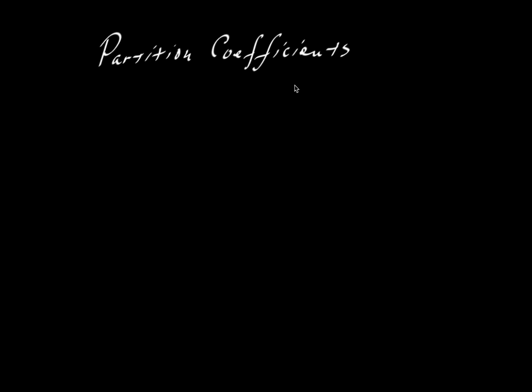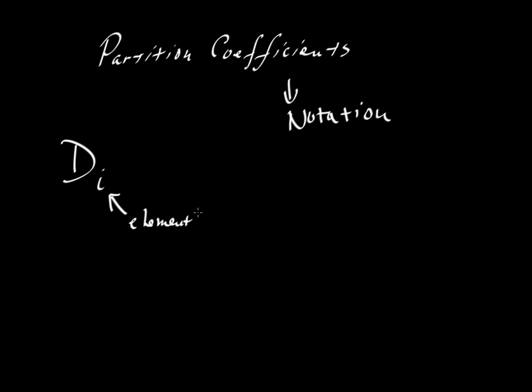So here we're going to take a look at partition coefficients and their notation. Earlier in some videos, we've written partition coefficients like this. The distribution coefficient for some element I. So I is some element or compound. It could be an oxide or something else.